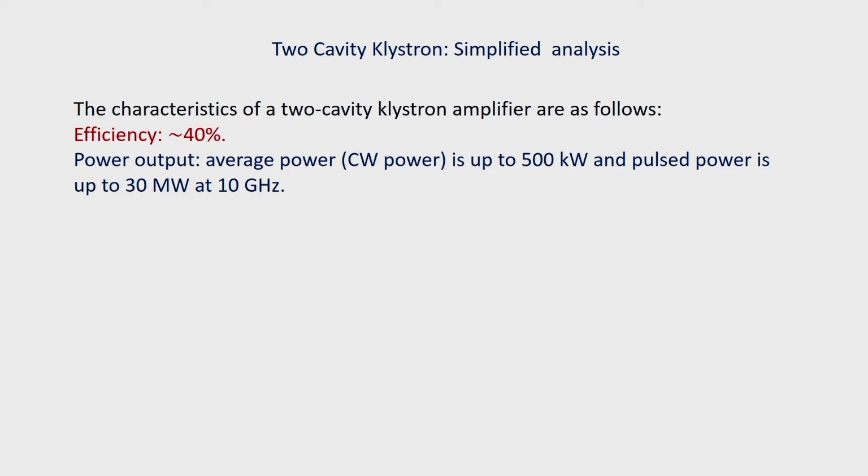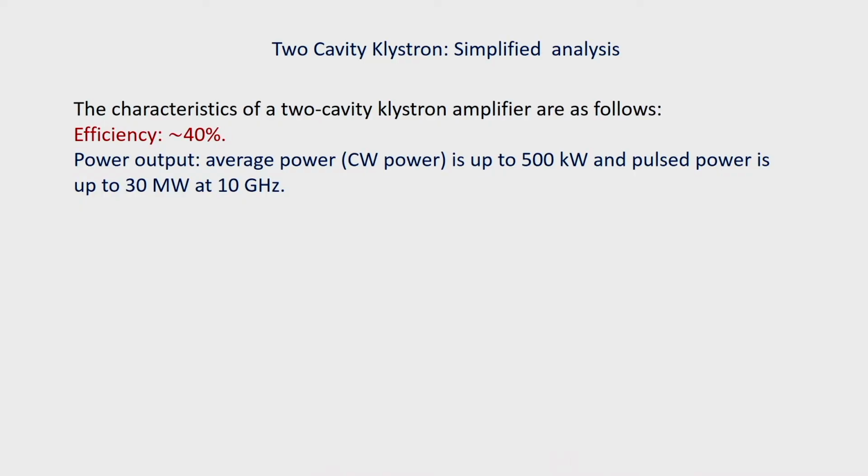The power output, we generally talk of two types of power output. One is the CW power or continuous wave power. It can be up to 500 kilowatt. And if it is a pulsed power, that means the klystron is delivering power over a brief period and then it goes off, then again delivers power. So, in that case, the peak power may go as high as 30 megawatt at around 10 gigahertz of frequency.